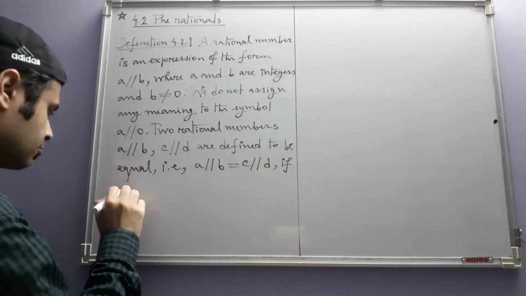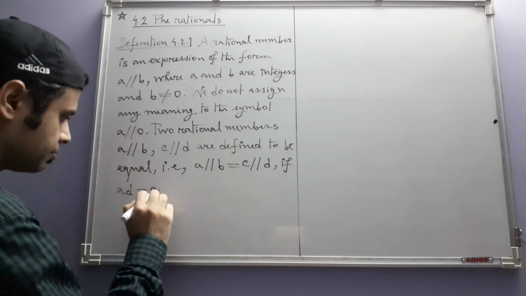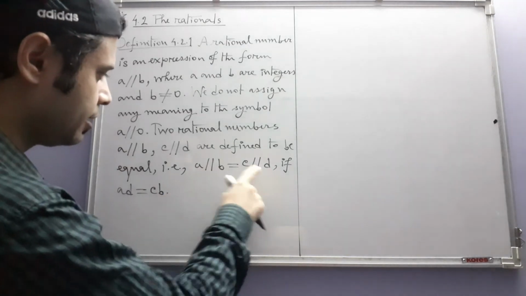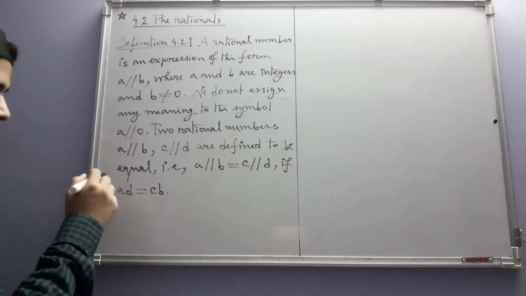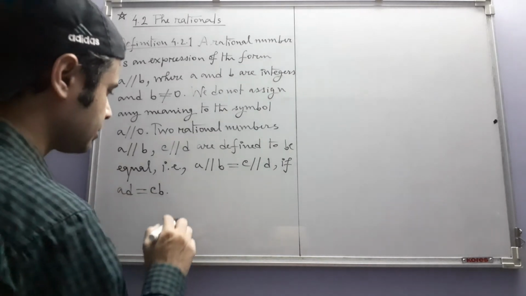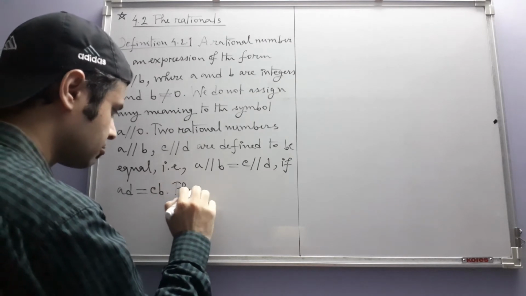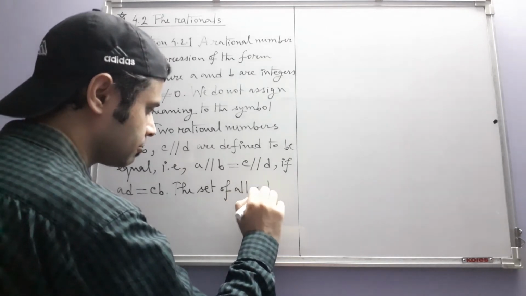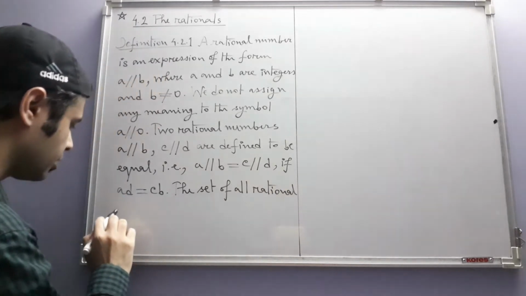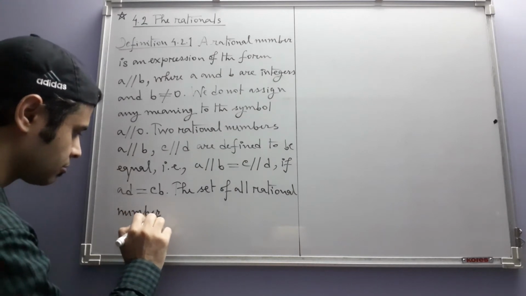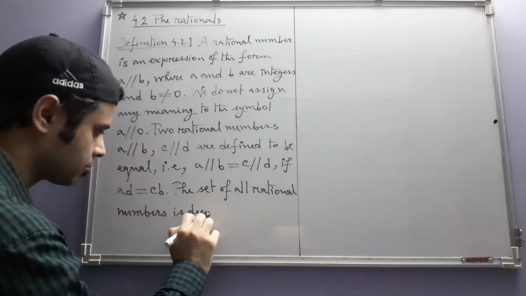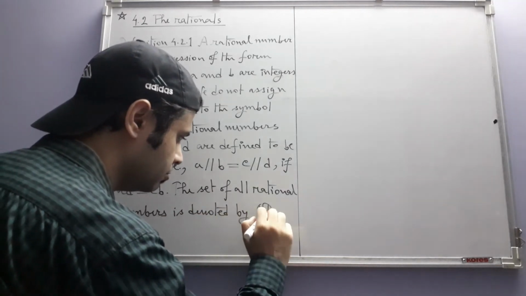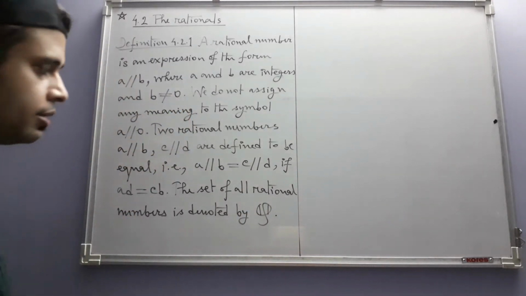If AD is equal to CB, just like in case of integers we had the condition that a plus b is equal to c plus b. Here in place of plus we have product of integers. The set of all rational numbers is denoted by Q, where Q stands for quotient.